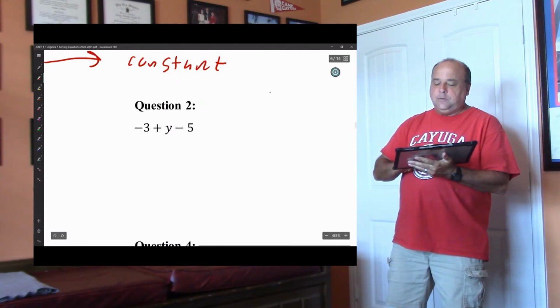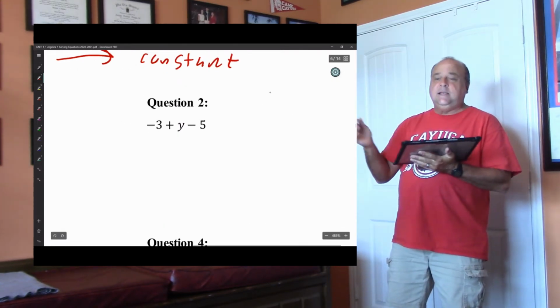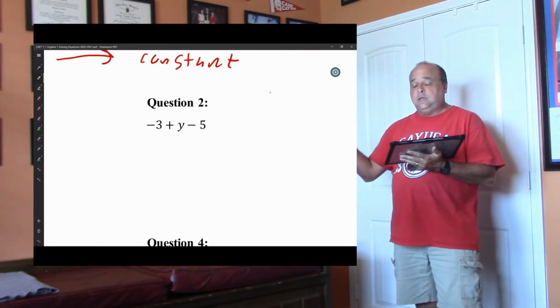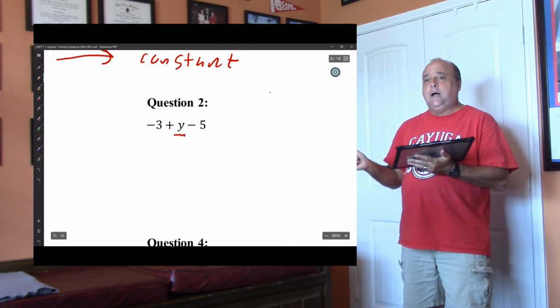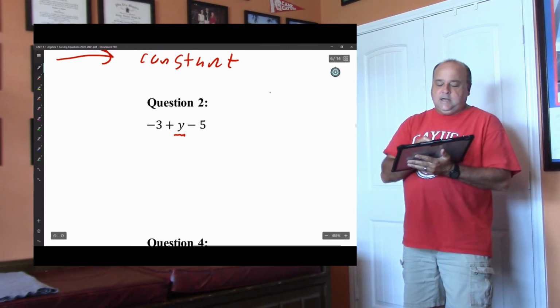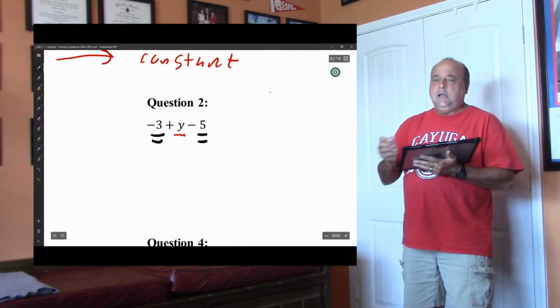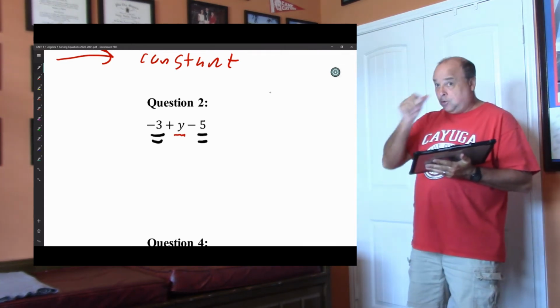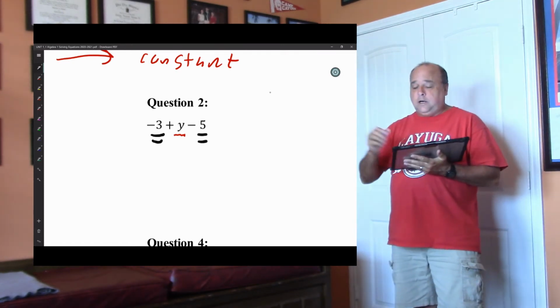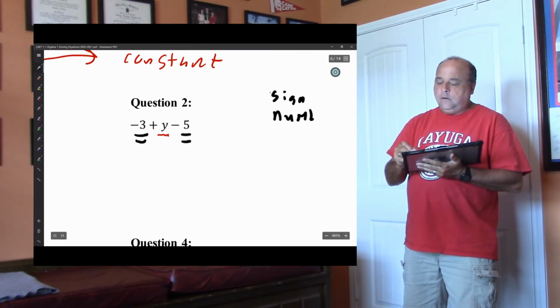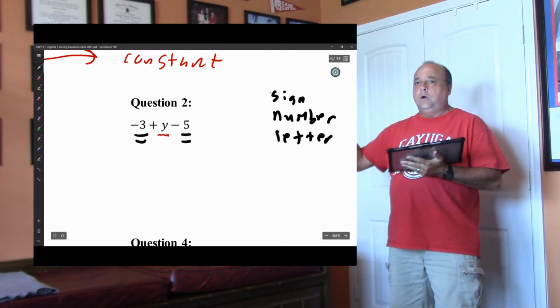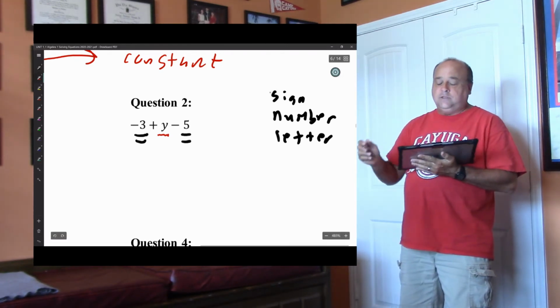Let's go to question number 2. Okay, what's the only variable in this expression? It's y. So we're going to single underline the y. Then we're going to go back and double underline our constants. This is 6th grade integer work, so make sure you're doing the work here. Something else that helps is do the work. You're going to get sign, number, and letter over and over and over. That's how you want to write down your answers, and we'll go through this in a minute.